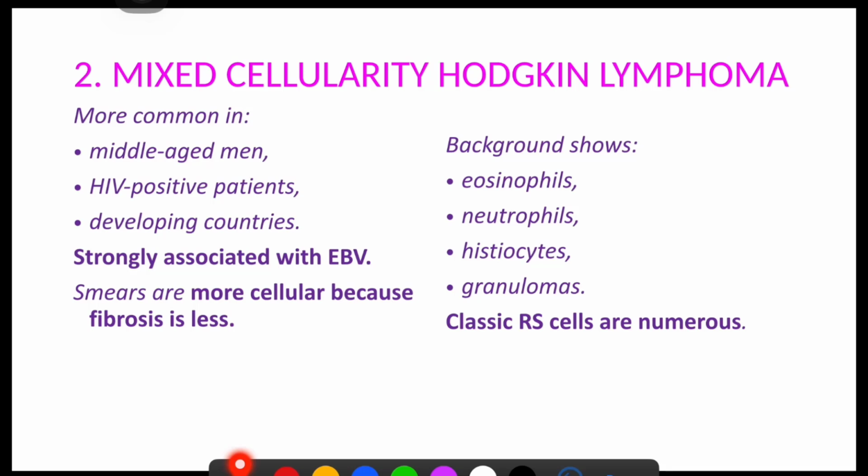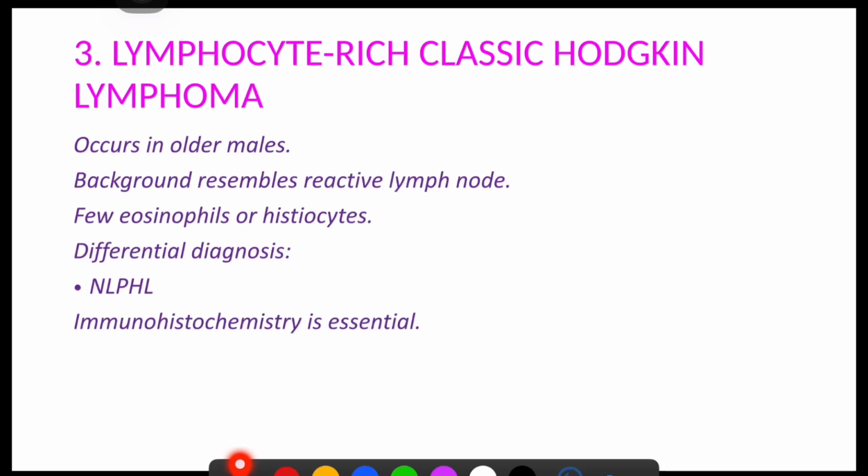The second category is mixed cellularity, where in the background you will identify eosinophils, neutrophils, histiocytes, and sometimes granulomas. Here classic RS cells are common. It has a strong association with Epstein-Barr virus, and because of less fibrosis, we can identify numerous classic RS cells. It is more common in middle-aged men, HIV positive patients, and in developing countries.